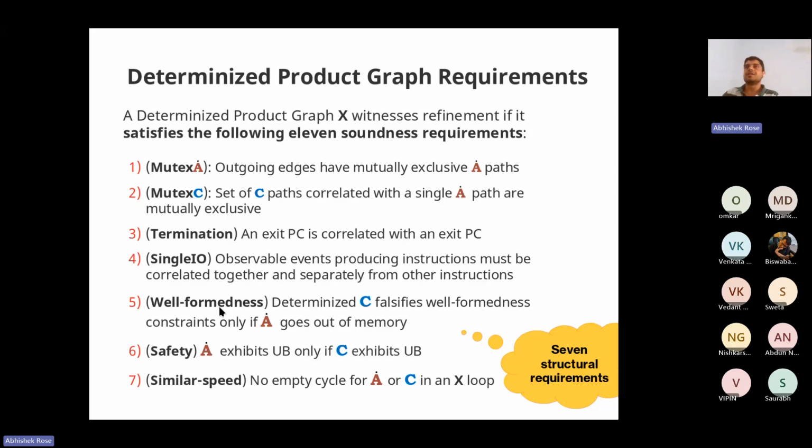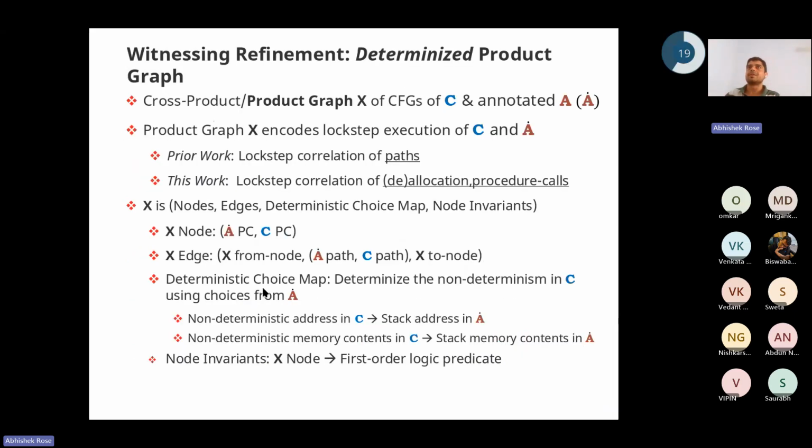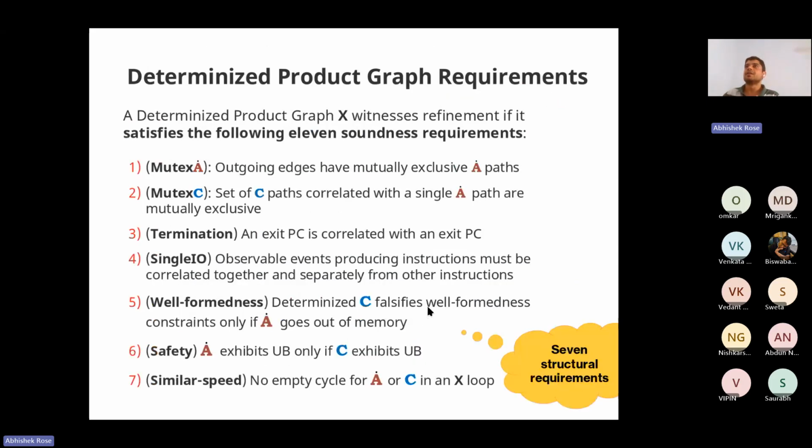It says that the determinized C program that we have, recall that we determinize C through our deterministic choice map, that is part of X, falsifies well-formedness constraints only if A goes out of memory. Recall that if A goes out of memory, the refinement relation holds trivially. So if A is not going out of memory, then C must satisfy the well-formedness constraint so that it remains well-formed throughout. Similarly, another edge case that we must handle is that the program A can exhibit UB.